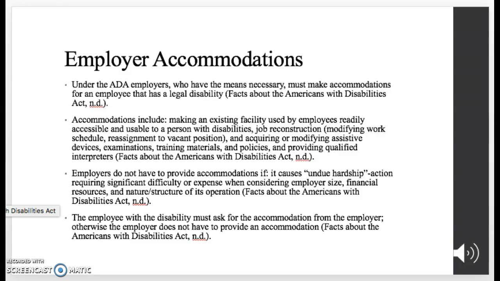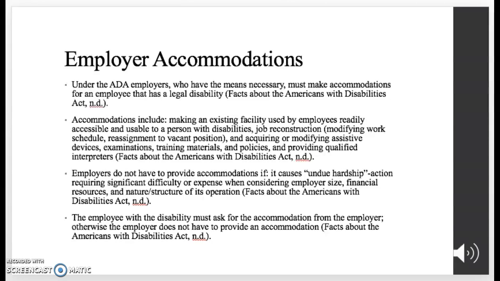Under the ADA, employers who have the means necessary must make accommodations for an employee hired that has a legal disability. The accommodations include, but are not limited to, making an existing facility used by employees readily accessible and usable to a person with disabilities, job restructuring, such as modifying a work schedule or reassignment to a vacant position, and acquiring or modifying assistive devices, examinations, training materials, policies, and also providing a qualified interpreter.